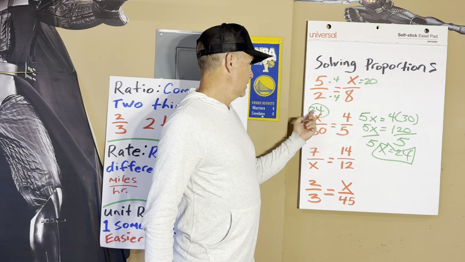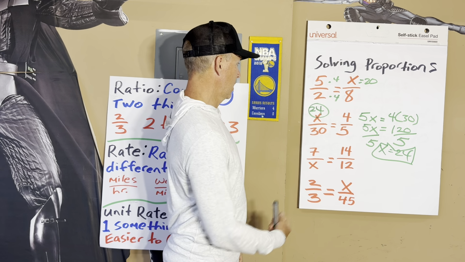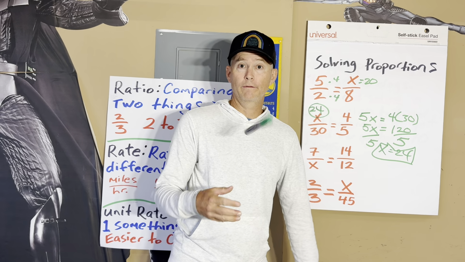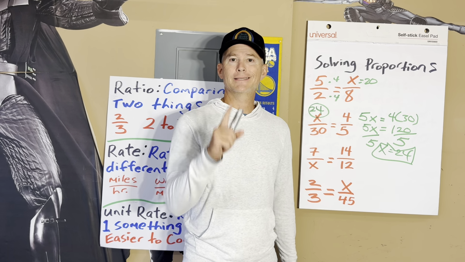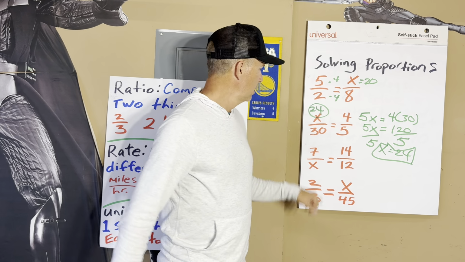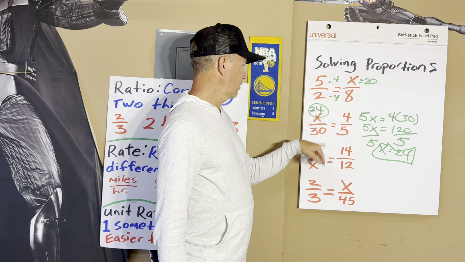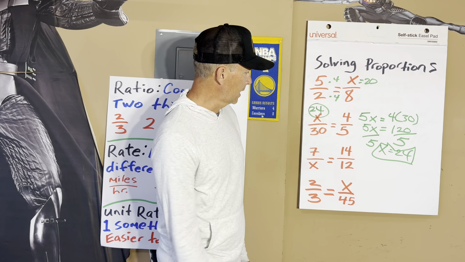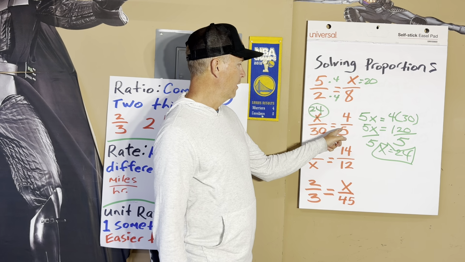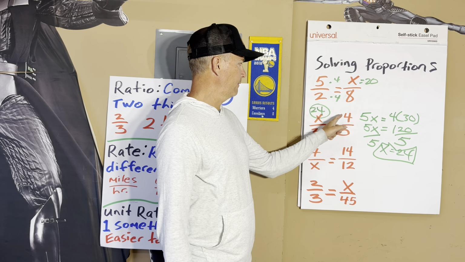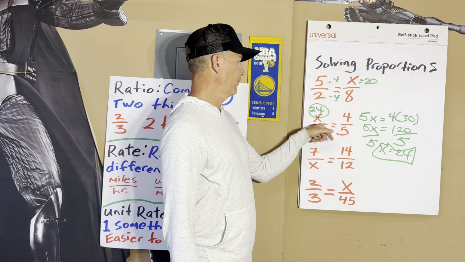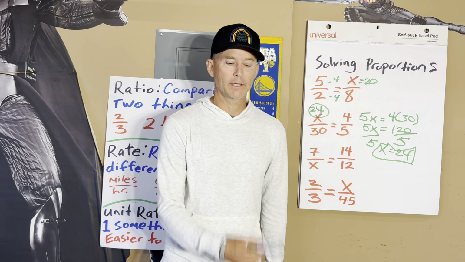Let's test it. Does this reduce to 4/5? I don't know. What's the GCF of 24 and 30? The GCF is 6, the greatest common factor. 24 divided by 6 is 4, 30 divided by 6 is 5, 4/5, we're good. Or you can, okay? 5 times 6 is 30, 4 times 6 is 24, or 30 divided by 6 is 5, 24 divided by 6 is 4. There's so many ways you can do this, okay?